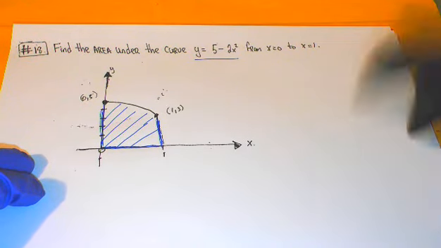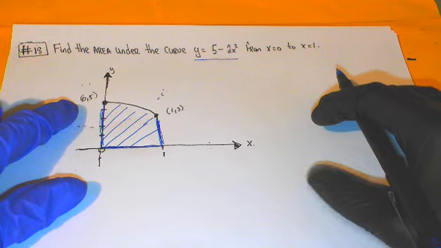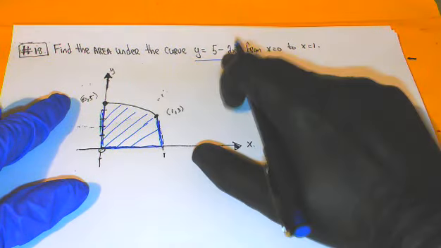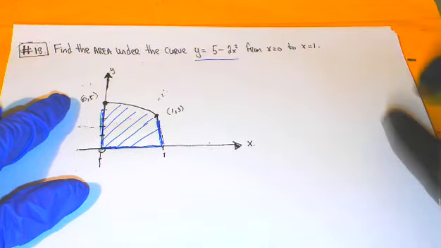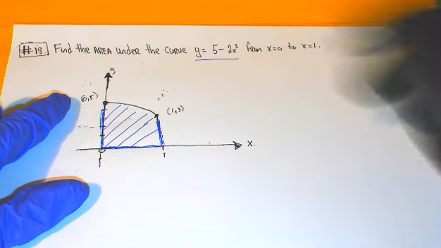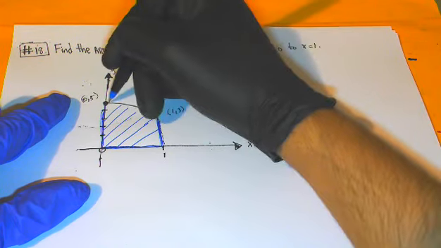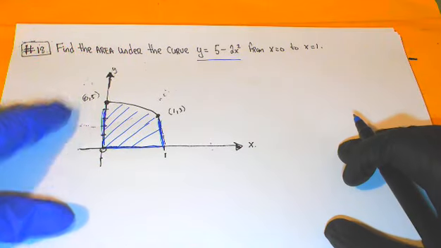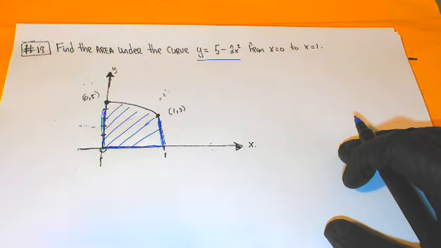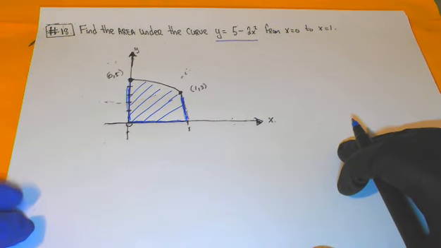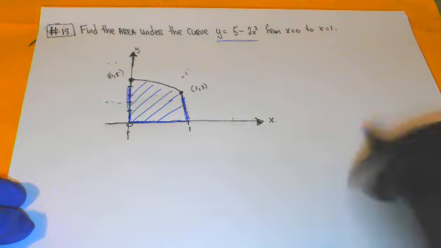Notice that I got the ordered pairs (0, 5) and (1, 3) by plugging 0 and 1 respectively into my equation. Because it's a parabola opening down, I formed this curve from the point (0, 5) to the point (1, 3). So the first thing you want to do with number 18 is set up your integral.